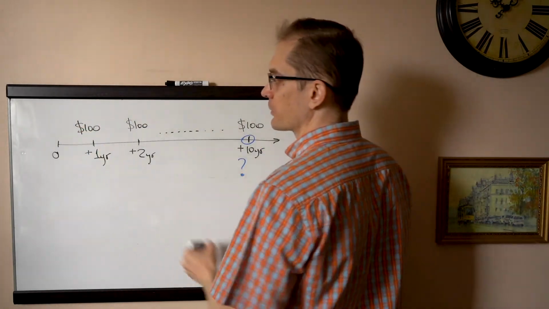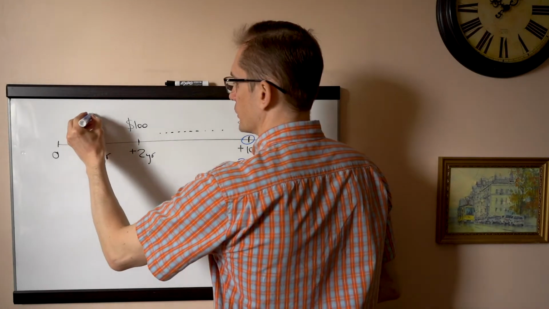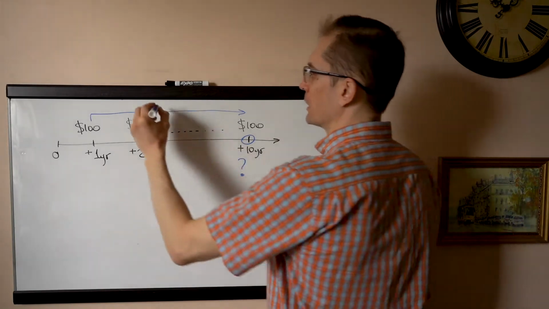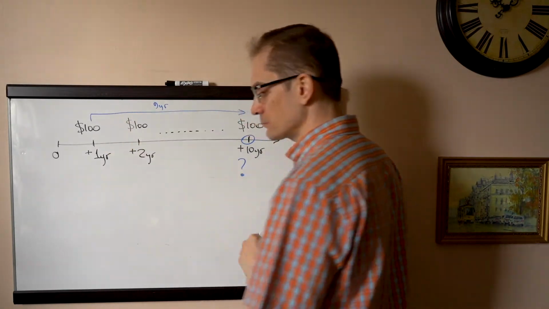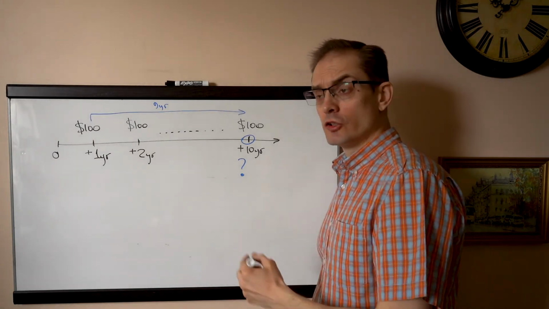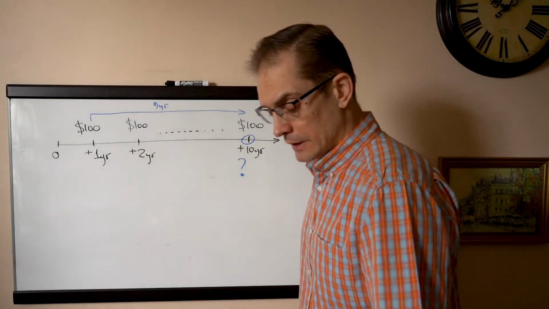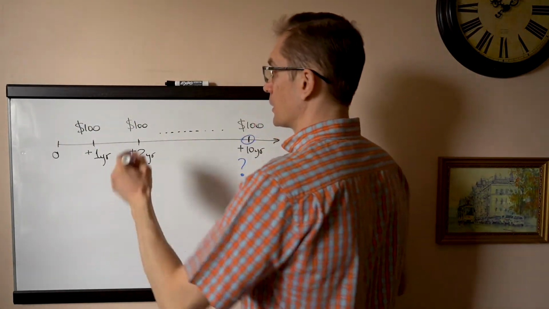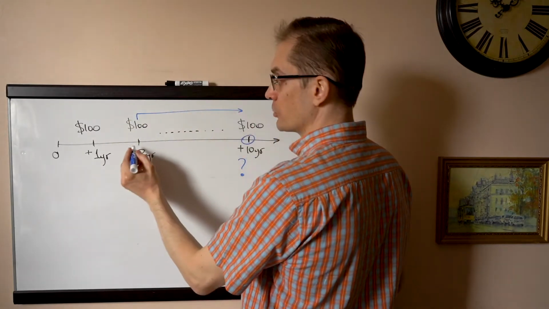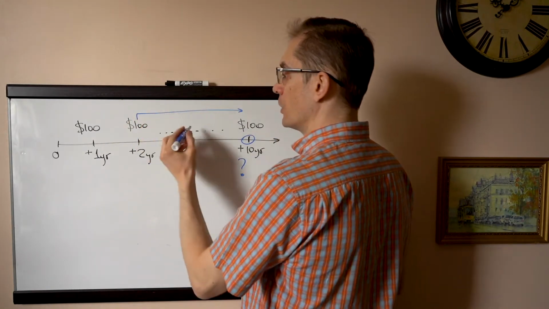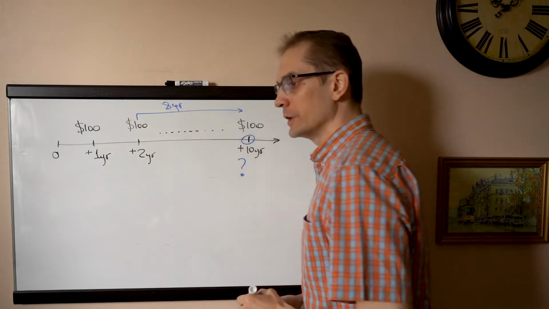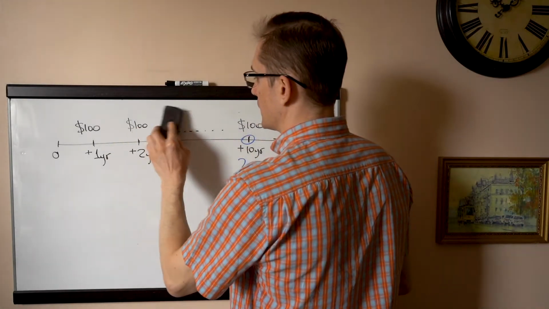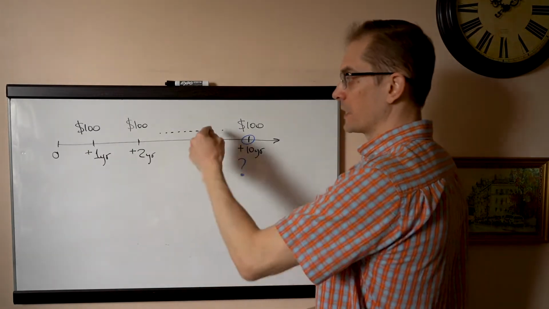Once you put this first $100, that first $100 will grow in that account for 9 years. So it will be 9 years' worth of interest that you will accumulate. By the same token, the second payment that you put into the account will grow for 8 years. So it will accumulate 8 years' worth of interest. And of course, the same process will happen for every payment that you put.